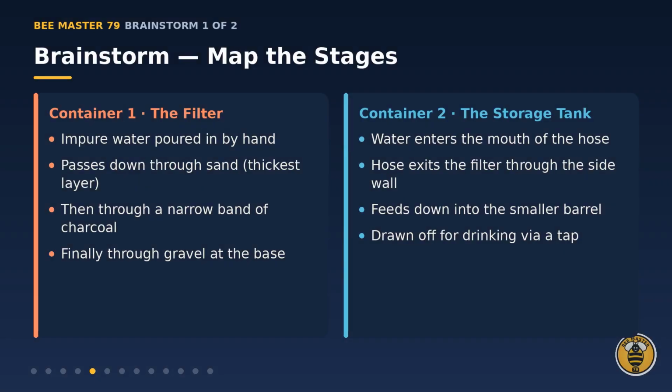Now let us brainstorm. The cleanest way to organize a 2-container process is to split it by container. In the first container, the filter, 4 things happen. Impure water is poured in by hand. It passes down through sand, which is the thickest layer, then through a narrow band of charcoal, and finally through gravel at the base. In the second container, the storage tank, 4 more things happen. Water enters the mouth of the hose. The hose leaves the filter through the side wall. It feeds down into the smaller barrel, and the water is drawn off for drinking through a tap. That split gives you 2 body paragraphs immediately.